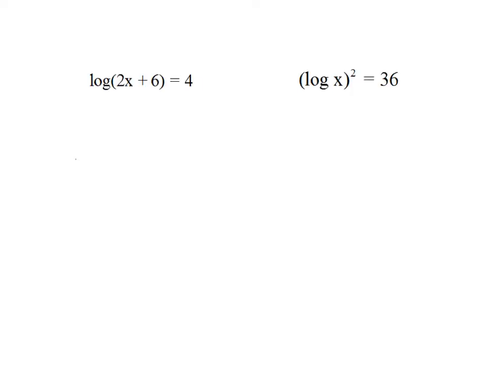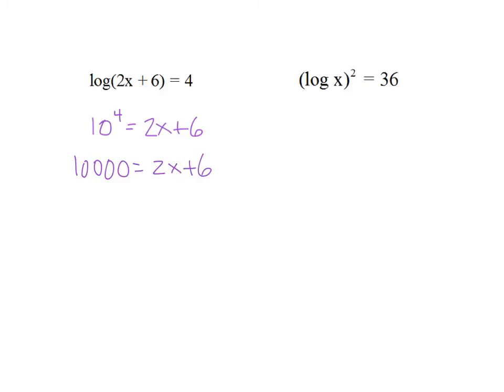So the first thing we're going to do is change it into an exponential situation. So 10 to the 4th power equals 2x plus 6. All right, 10 to the 4th power is 10 times 10 times 10 times 10, which is 10,000, 4 zeros there, equals 2x plus 6.